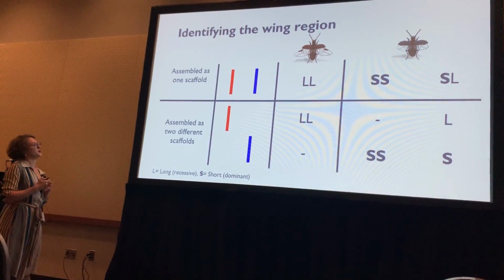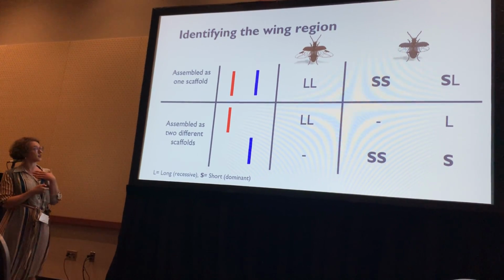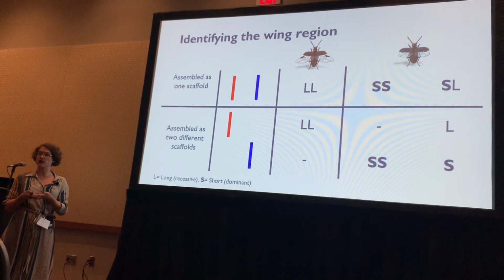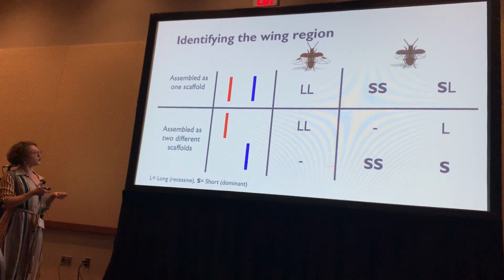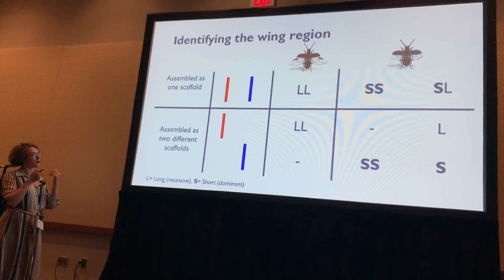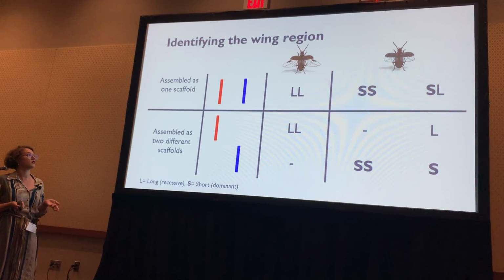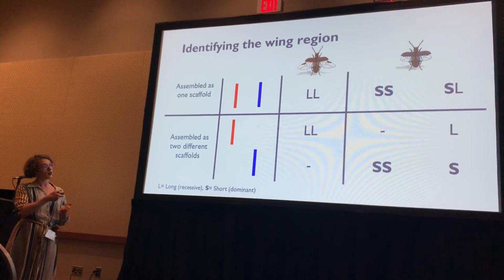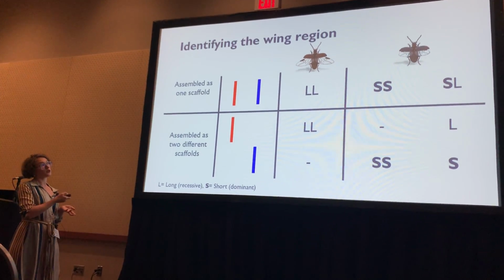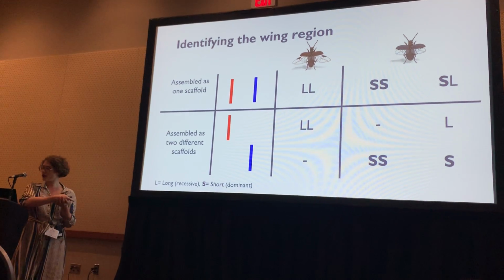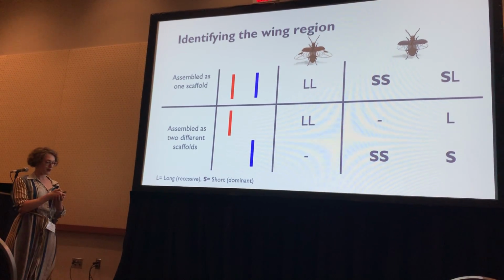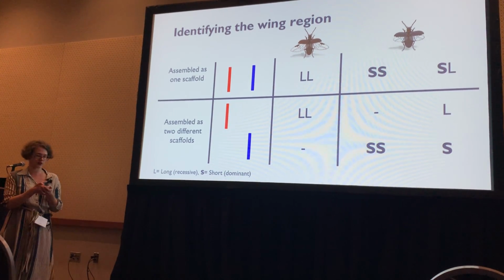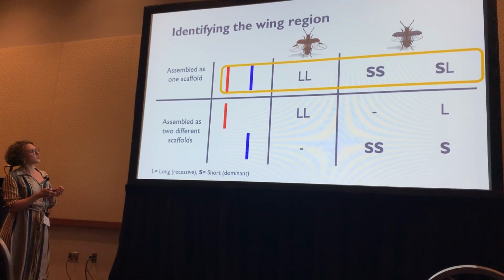Then the other hypothesis is that these regions are actually assembled as two different scaffolds because they are so diverged. So there might be scaffolds in the assembly which only occur for the long allele, that would be within the long individuals, and the short individuals. But then we could also have scaffolds which only occur for the short individuals. And so we started looking at this.